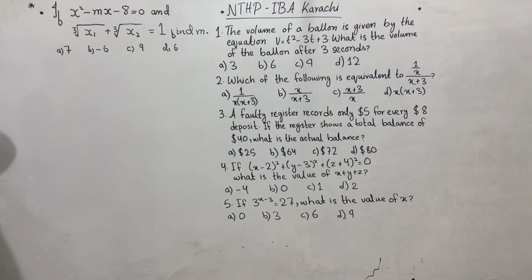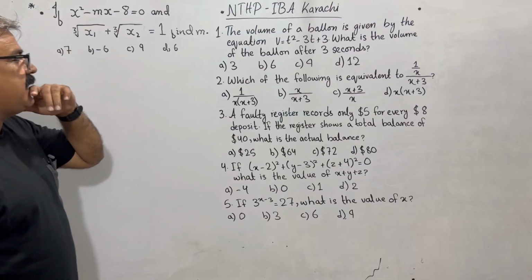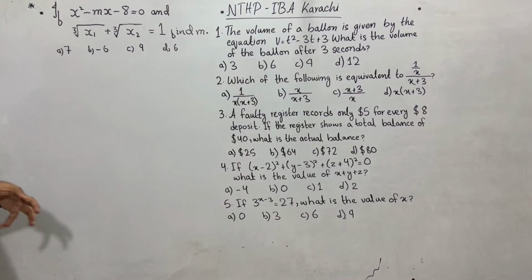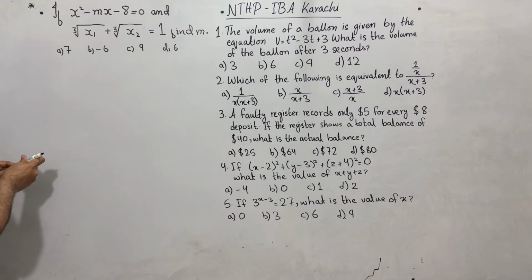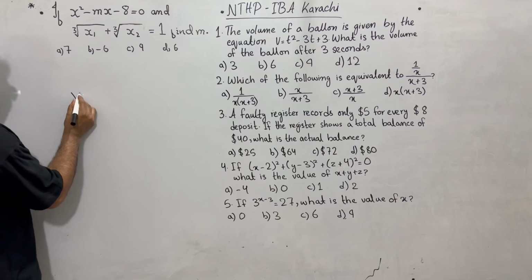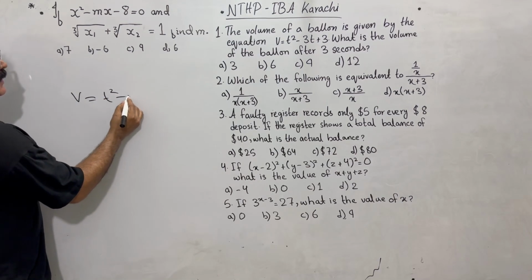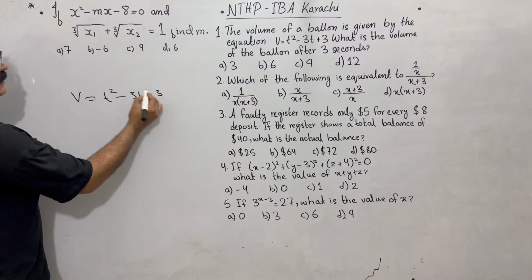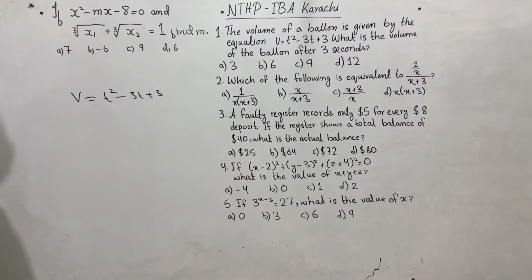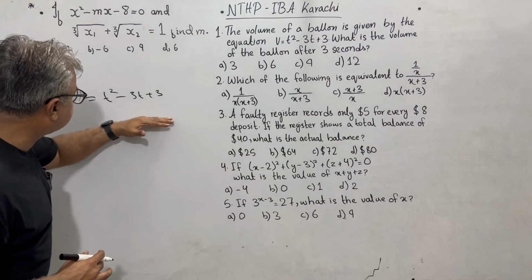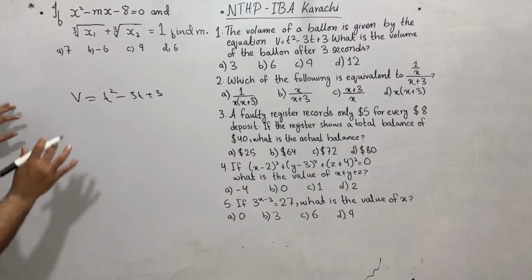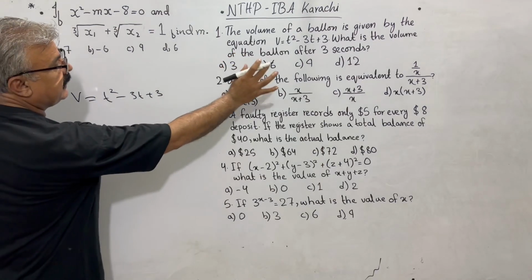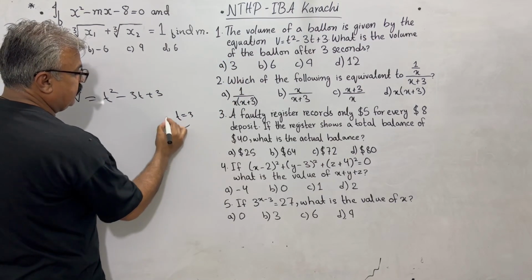Question number 1 reads: the volume of a balloon is given by the equation V is equal to T square minus 3 times T plus 3. What is the volume of the balloon after 3 seconds? Here, the volume of the balloon is given by the equation V is equal to T square minus 3T plus 3. That is the equation of the volume of the balloon at any instance, and at any instance just plug in the value of T, in that case, T is equal to 3.